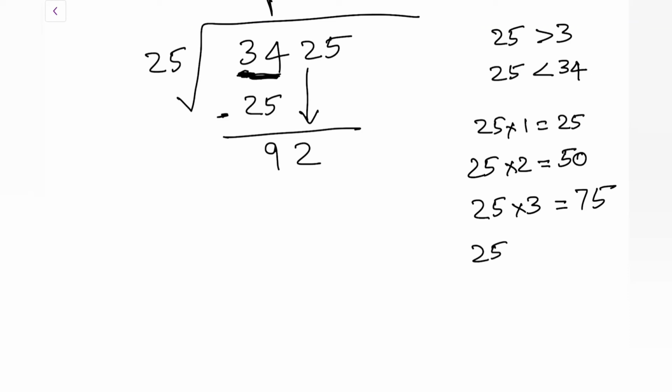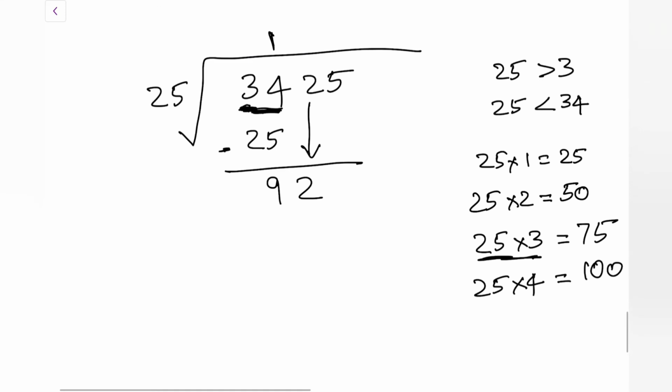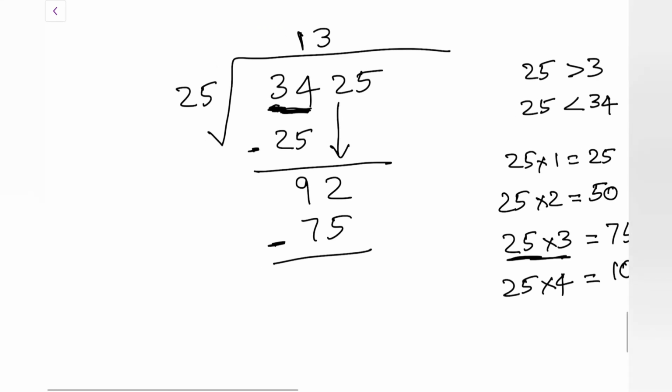What about 25 into 4? It is 100. Oh, that becomes more than 92. So we go with 25 into 3. 25 into 3 is 75. When you subtract 92 and 75, you get 5. 2 minus 5 is 7, and you get 1. You bring this 5 down. Right? Okay.